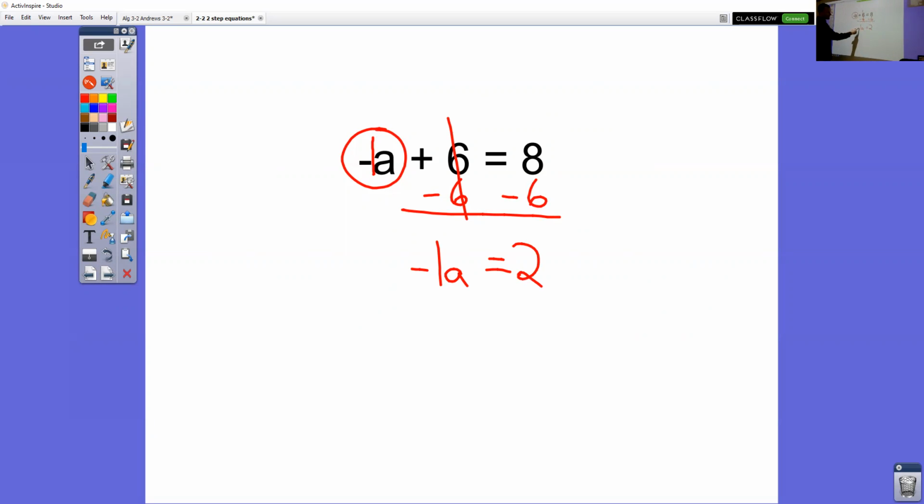Now we need to divide because this says negative 1 times A. The opposite of times is to divide. So I'm going to divide by negative 1 and divide by negative 1. Always do top divided by bottom. 2 divided by negative 1 is negative 2.